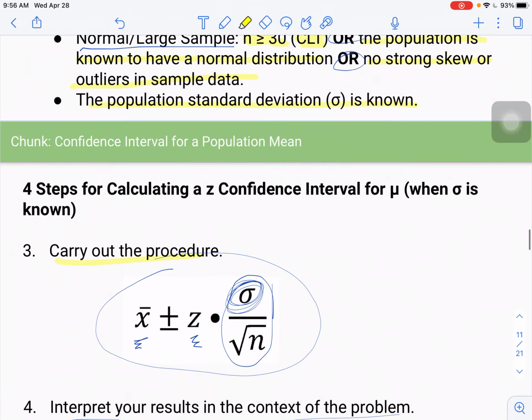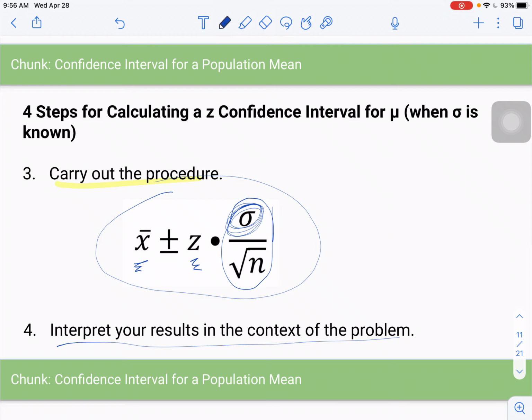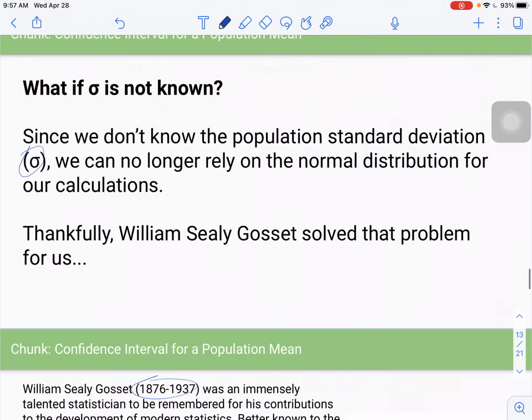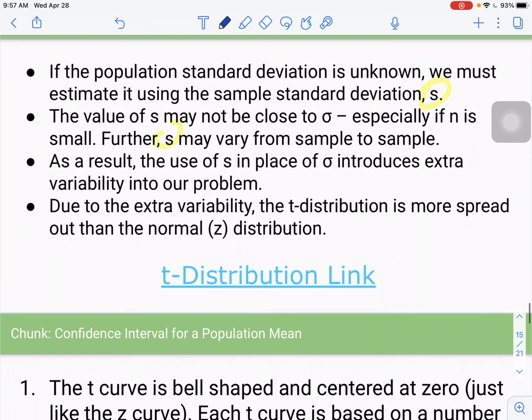So what we would want to do here is it would be nice if we could just put S in place of sigma, but S isn't as good an estimator as it should be for sigma. So we can no longer rely on Z as an appropriate thing there. Okay, so due to the extra variability, the T-distribution is more spread out than the normal distribution or the Z distribution. So if you go into the slides, there is a link here.